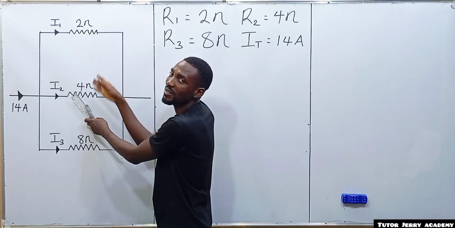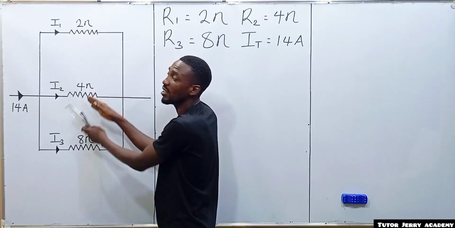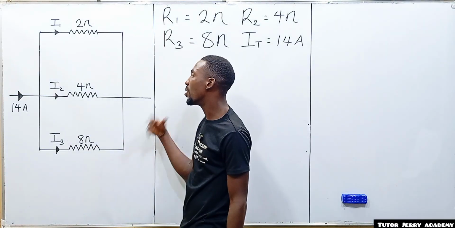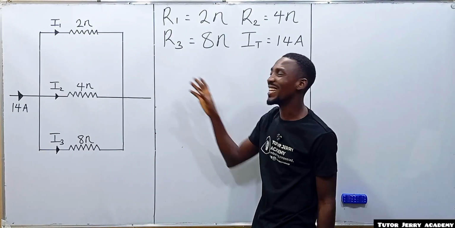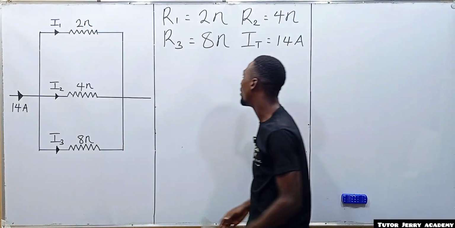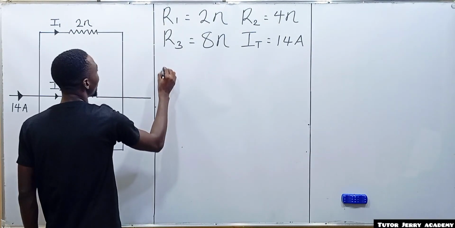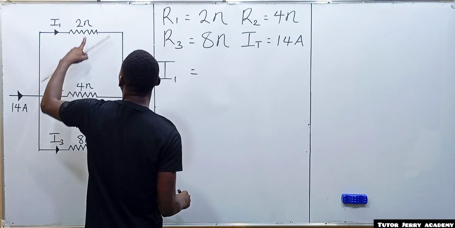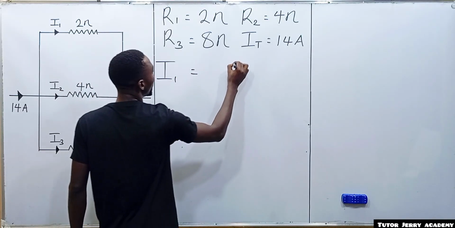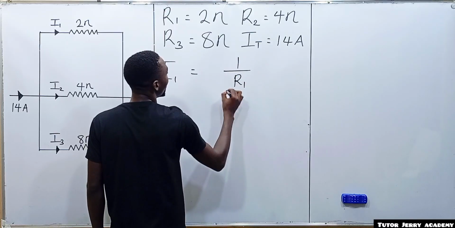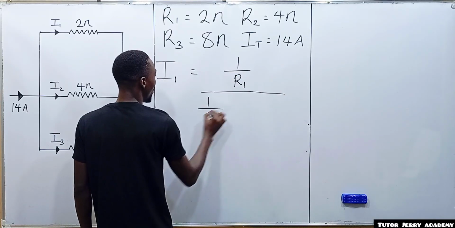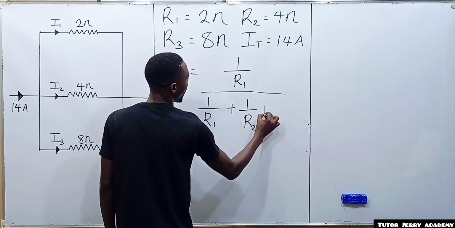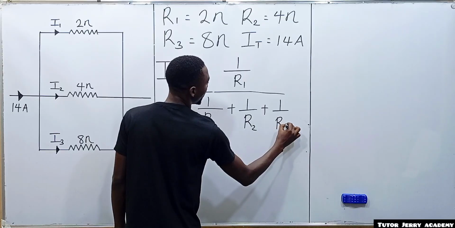Now we can apply current divider rule to this 2 ohms and the equivalent resistance of 4 ohms and 8 ohms. Is that clear? But if we don't want to go through that process, there is a direct way of solving this. If we want to find I1, we are going to apply this formula. I1 will be equals to, the resistance we want to find goes up here, 1 all over R1 all over 1 all over R1 plus 1 all over R2 plus 1 all over R3.